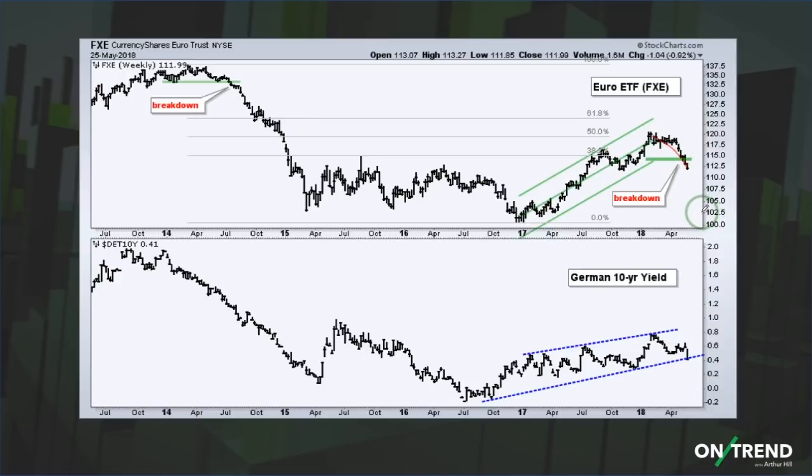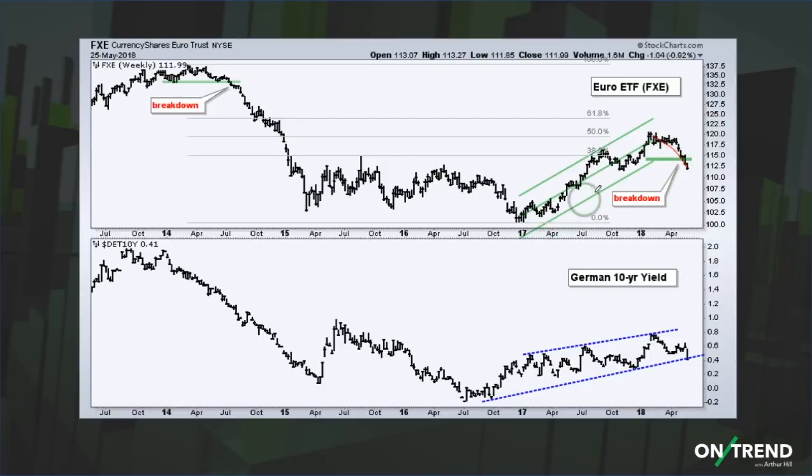Now keep in mind that the euro accounts for like 57% of the dollar ETF UUP, more than 50% of the ETF. Plus you've got the Swiss franc, which is highly correlated to the euro. You've also got the pound, but the pound is not so correlated to the euro anymore after the Brexit. But what we have here is a big advance throughout 2017 and into 2018. And now we've reversed it.